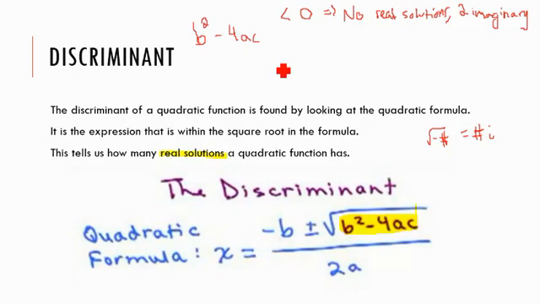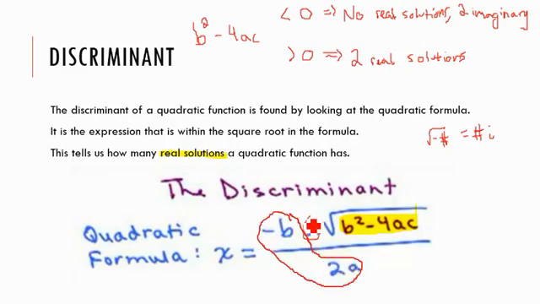Now, this b squared minus 4ac could also be greater than 0. And in that case, there are two real solutions. Why are there two? Well, because it's added and subtracted from this negative b over 2a. So there's two real solutions.